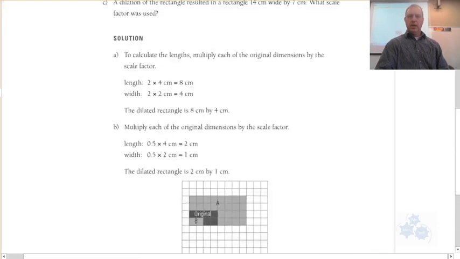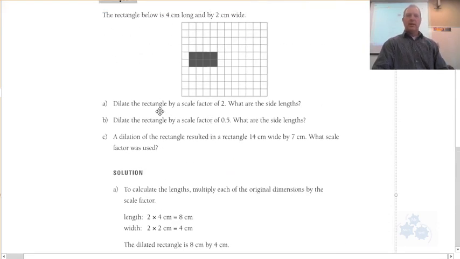So it gives you a figure, and it says dilate this rectangle by a factor of 2, scale factor of 2. What are the side lengths? So if everything is multiplied by 2, then this length right here, which is 2 units, has to be what? 4 units, right? So I'm going to draw it right here. So it has to be 4 units. This one is 1, 2, 3, 4 units, so it has to be 8 units. 1, 2, 3, 4, 5, 6, 7, 8. So there is your enlargement.